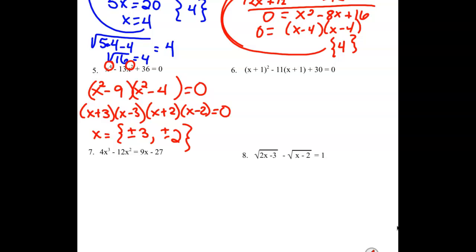Question 6 is again one of those quadratic forms. It looks much more complicated, and the common thing that students want to do is they start foiling out the first part and distributing the negative 11. You don't have to do that. It's actually in a better form right now than if you did the other. You have a quantity that's being squared. You have that same exact quantity as your middle term.